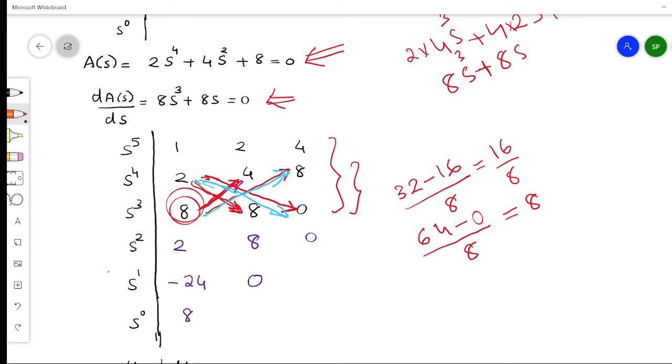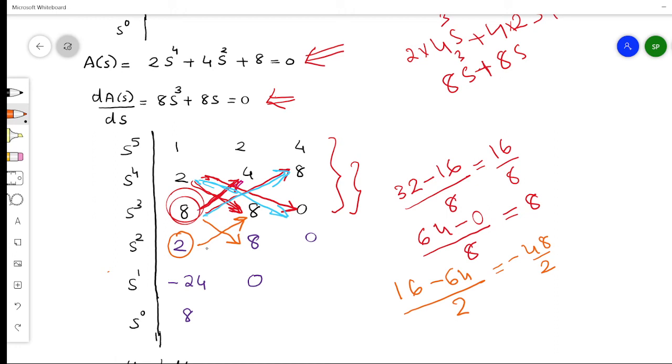So what we do here, again, 8 into 2, that is 16, 16 minus 8 into 8. So 16 minus 64, divided by the first element, that is 2. So here we will be getting minus 48 divided by 2, so we'll be getting minus 24. So I have substituted it as minus 24.